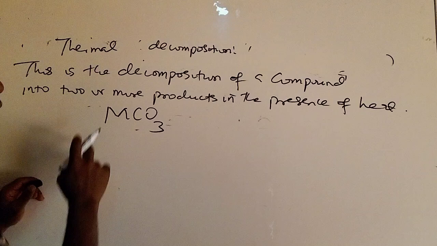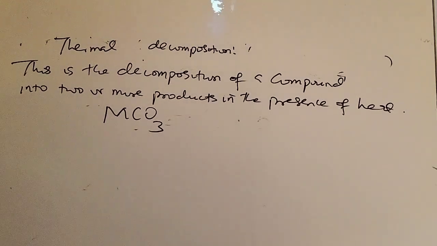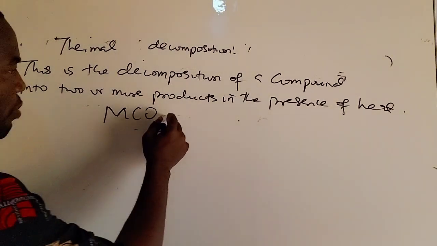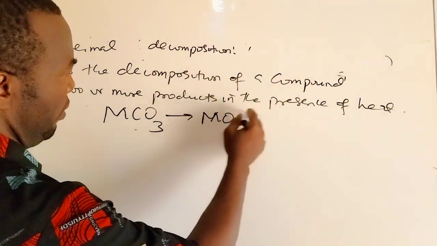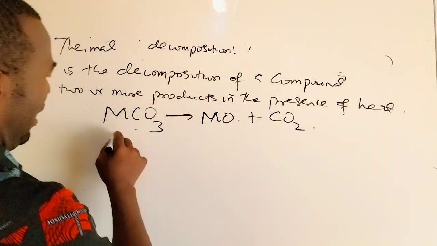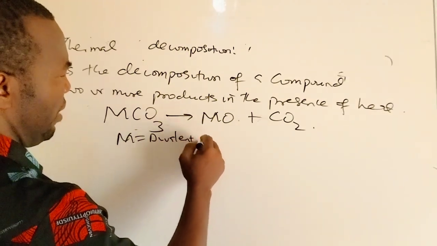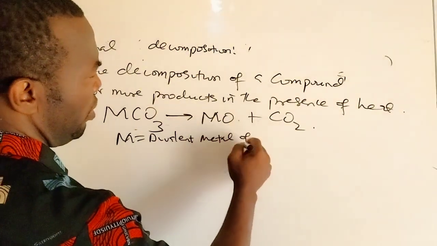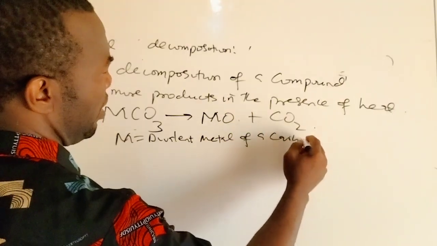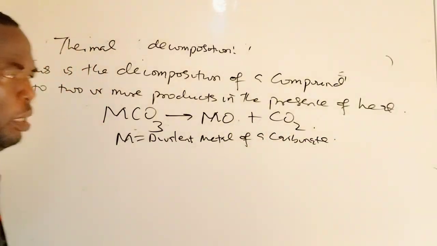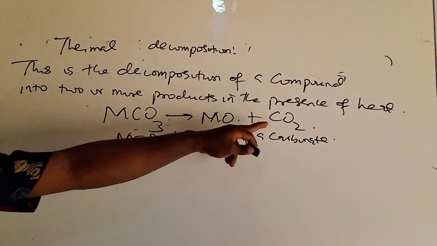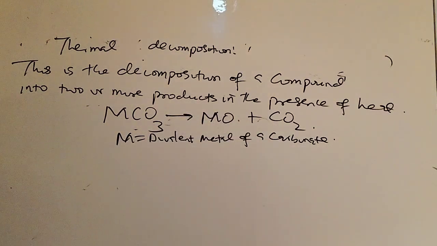MCO3. This M stands for a metal whose valency is 2. When you heat their carbonate, they break down into their oxide and release CO2. So where M is the divalent metal of a carbonate, when you heat the carbonate of metals, they break down into the oxide and carbon IV oxide. An example of divalent metals are metals of group 2 elements.